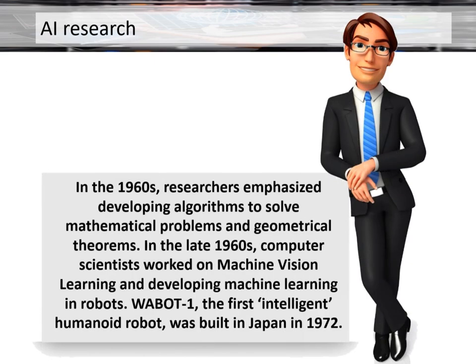In the 1960s, researchers emphasized developing algorithms to solve mathematical problems and geometrical theorems. In the late 1960s, computer scientists worked on machine vision learning and developing machine learning in robots. Wabot 1, the first intelligent humanoid robot, was built in Japan in 1972.